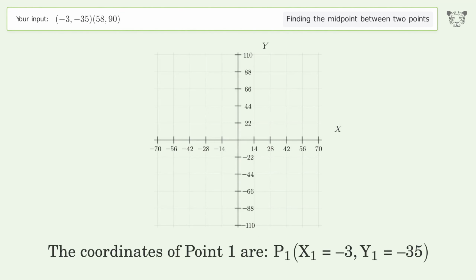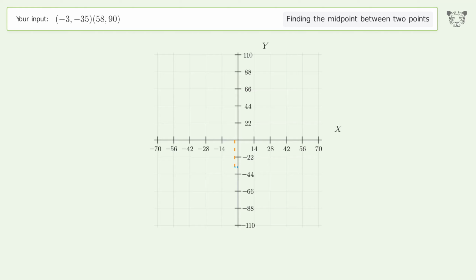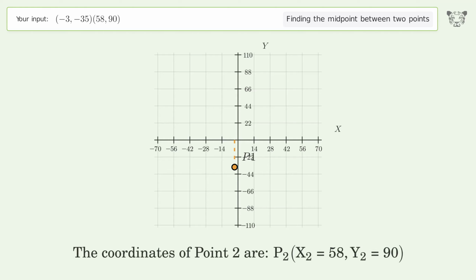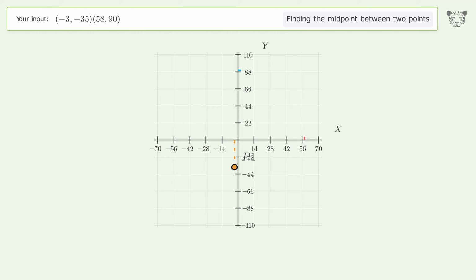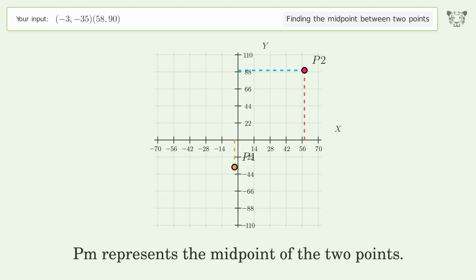The coordinates of point 1 are x1 equals -3, y1 equals -35. The coordinates of point 2 are x2 equals 58, y2 equals 90. PM represents the midpoint of the 2 points.